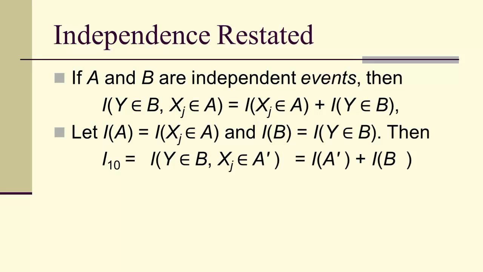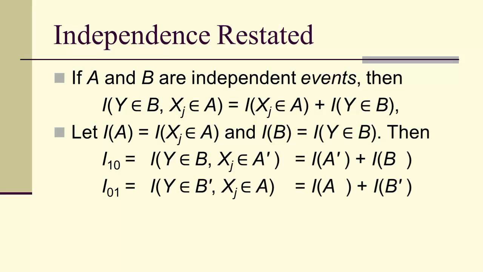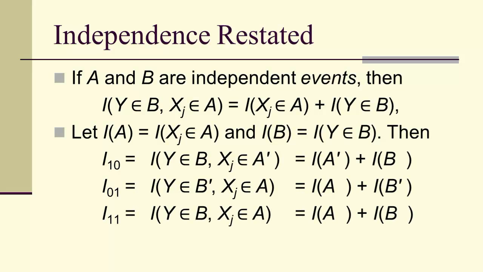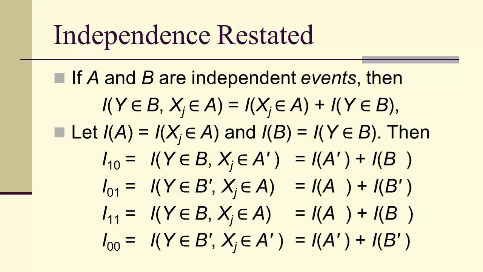And so I sub 1, 0, if A and B are independent, is going to be the information of A prime plus the information of B, and 0, 1 likewise, and 1, 1 likewise. If they're independent, it's the sum of the informations of A and B for 1, 1, and I sub 0, 0 is the sum of the informations from A prime and B prime, respectively.